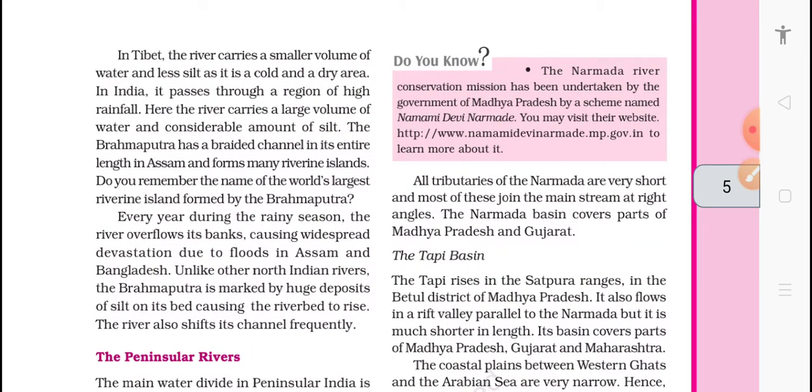So here, do you know there is information? Narmada River conservation has been undertaken by the government of Madhya Pradesh under the scheme named Namami Devi Narmade. All tributaries of the Narmada are very short, and most of them join the main stream at right angles. The Narmada Basin covers parts of Madhya Pradesh and Gujarat.